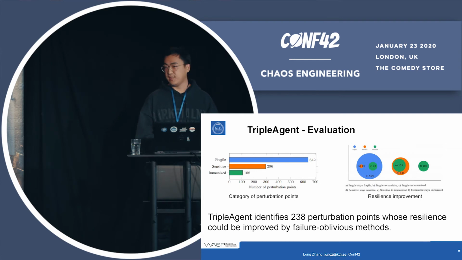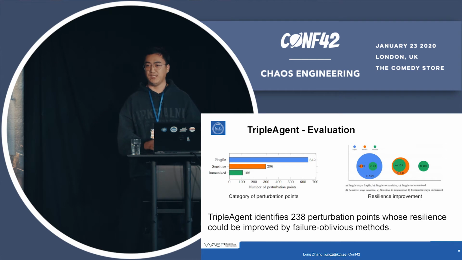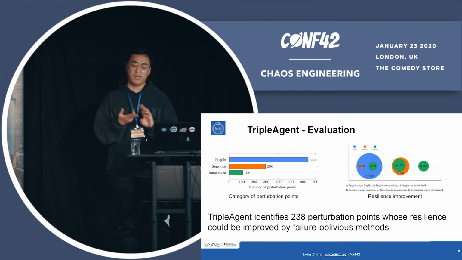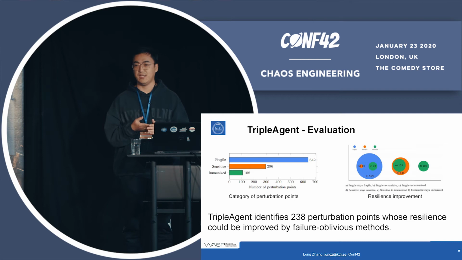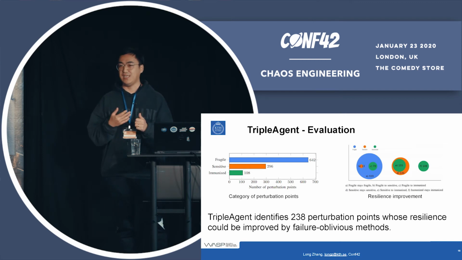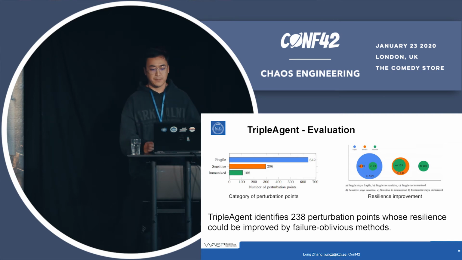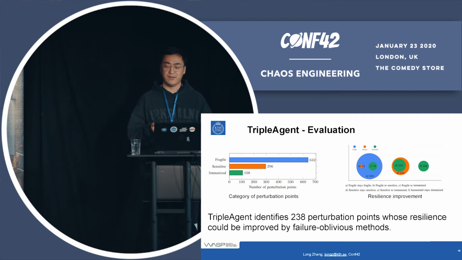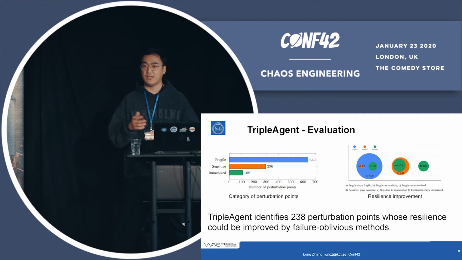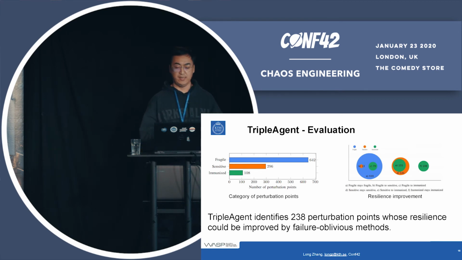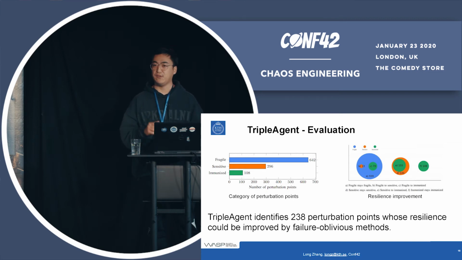We also have some sensitive perturbation points. If we inject only one exception at this perturbation point, everything is fine. But if we keep injecting exceptions, then your system gets stalled or crashes. And we also, by default, have some immunized points. It means the catch block behaves pretty well to handle these exceptions. No matter how many exceptions we injected, TTorrent, the system, still behaves well enough to fulfill the user's request.